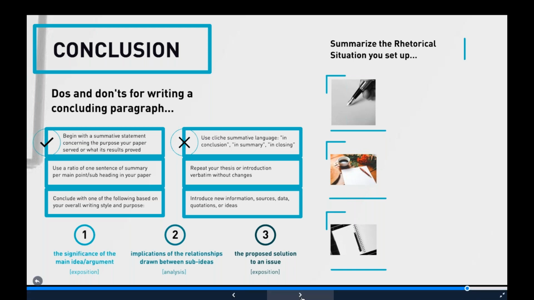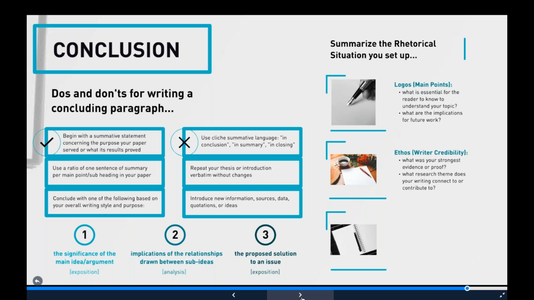So summarize in conclusion the rhetorical situation you set up, which means make sure you answer what is essential for your reader to know about your topic. This was our main points from our logos. What was your strongest evidence? Only provide that in the conclusion. What research theme does your writing connect to? And what actions need to be taken? What are the consequences for the stakeholders of the issues you've identified? Be very careful about ending with very emotional language, though. Emotion is powerful, but it is not evidence for our claims. So we want to end very cautiously whenever we are using emotion.